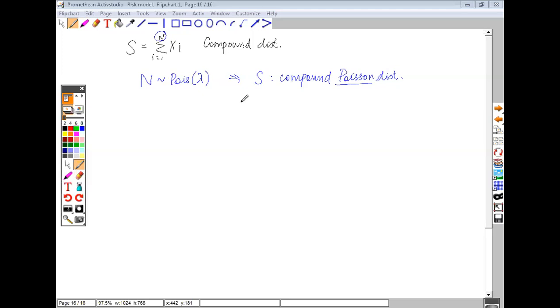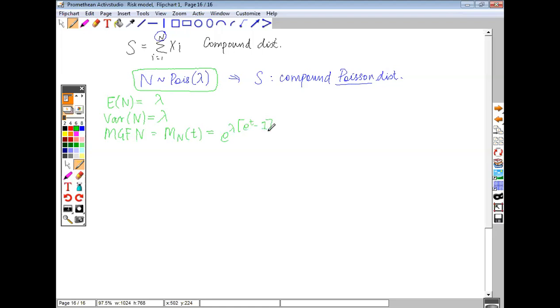The very first thing we know is that N follows Poisson with parameter lambda. So if I were to write my expectation of N, what will that be? Lambda. My variance? Same, lambda, because for Poisson it is the same. And my MGF would be e raised to lambda times (e raised to t minus 1). This I have just taken from the formula booklet.